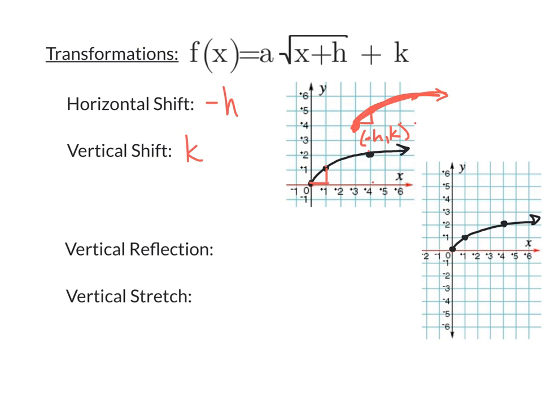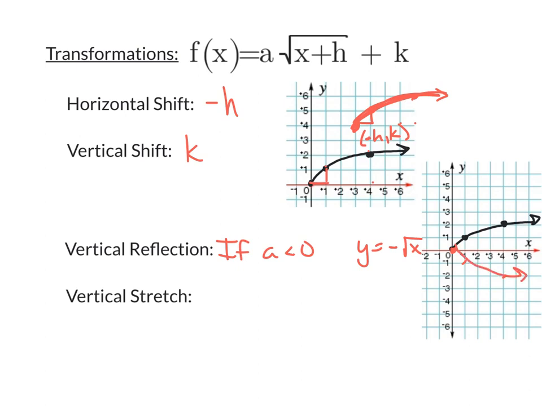Any vertical reflections or stretching all has to deal with that constant that's out in front of the square root, that a. And the vertical reflection will happen if that a is negative, it's less than 0. So if we're dealing with y equals the negative square root of x, then we're still starting in the same spot. It's just that instead of the y coordinate being 1, it's going to be -1.